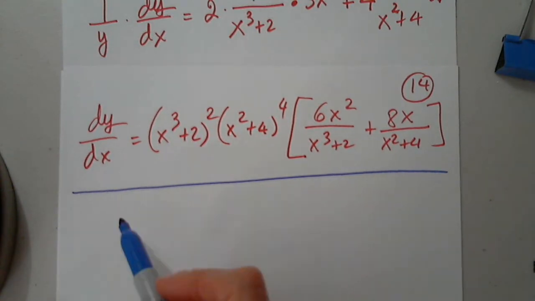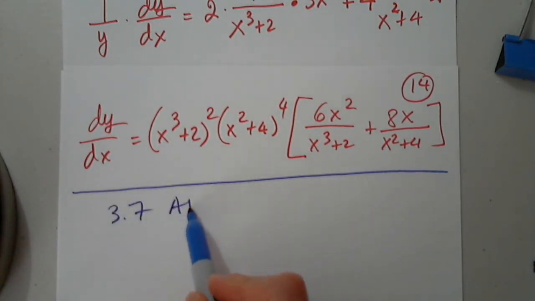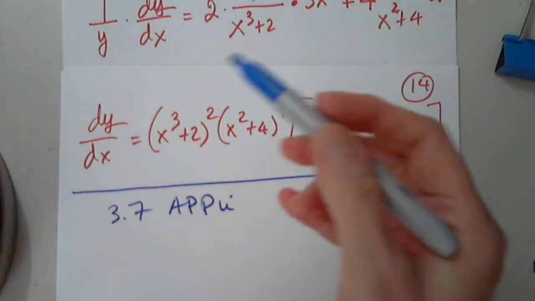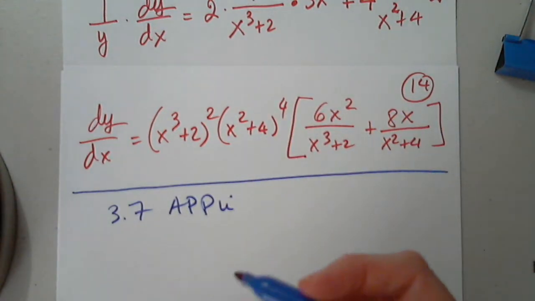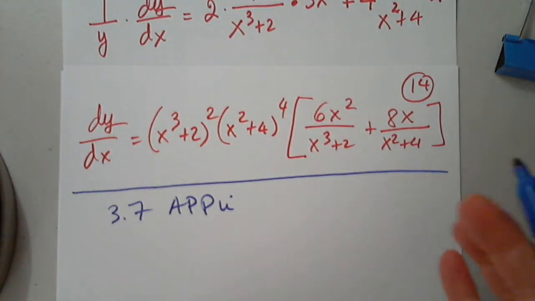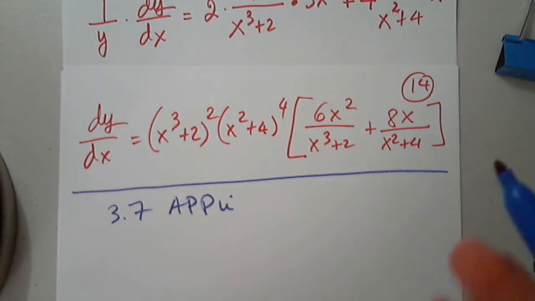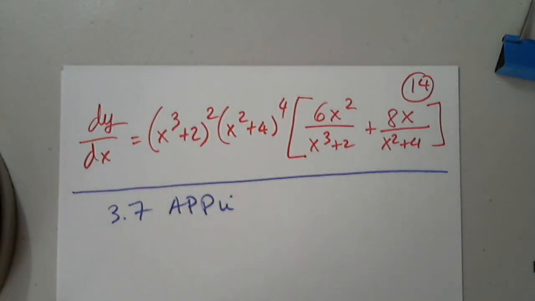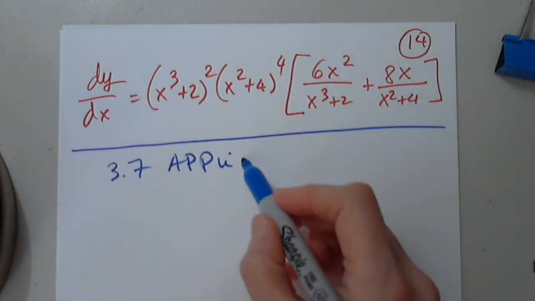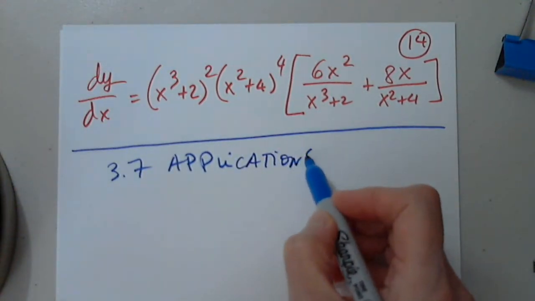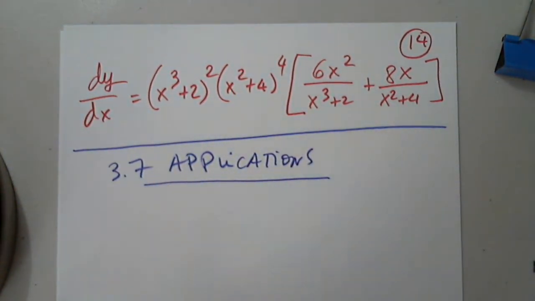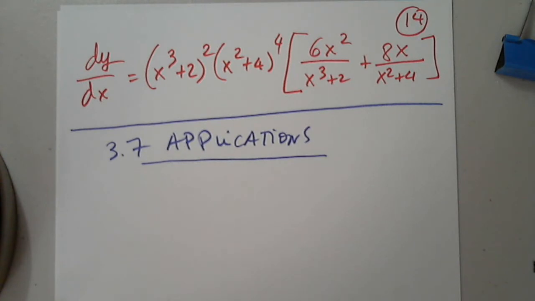So the next section just deals with applications. All this was technique: product rule, chain rule, logarithmic differentiation, implicit differentiation. These were just techniques. Now we have them ready, handy, and what do we do with this? So applications. I'm hoping that you will find 3.7 the easiest of all.